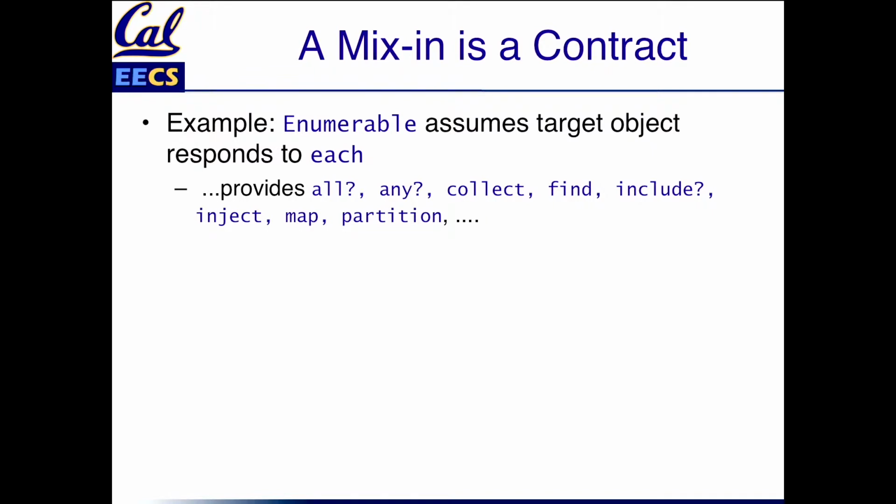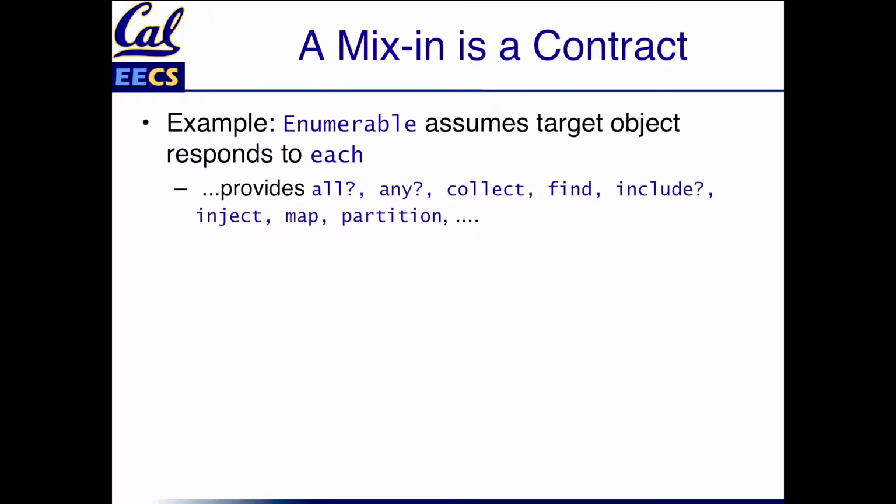So what does this mean? As a concrete example, it means that a mix-in is like a contract. The module Enumerable, we're going to use as an example because it's used all over the place in Ruby. It's very common. It assumes that the target object and the class you're mixing it into know how to respond to each. Right? So like I said, if you define a new class, for example, a binary tree data structure, and you define each as a way to get at the elements of that data structure, you can now mix in Enumerable, and you'll get these methods for free. It will define for you predicates like all and any, collect, find, include, map, partition, a whole bunch of really neat stuff just because you agree to provide each. This is a hugely powerful behavior.